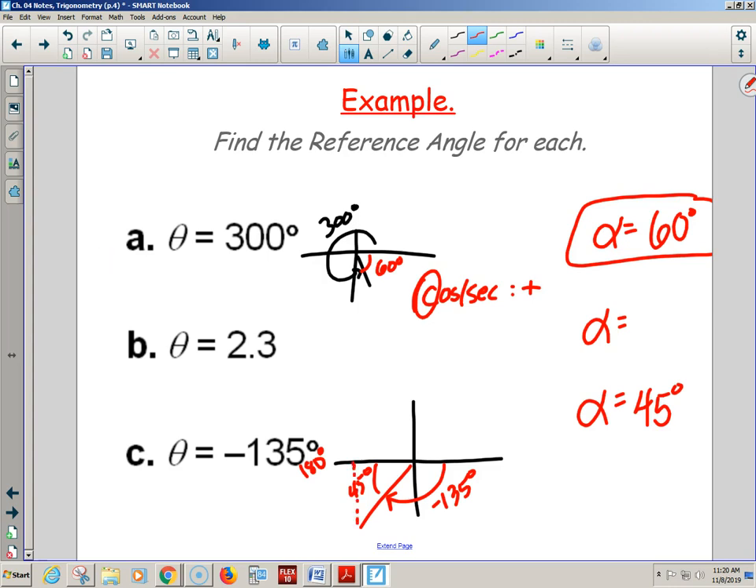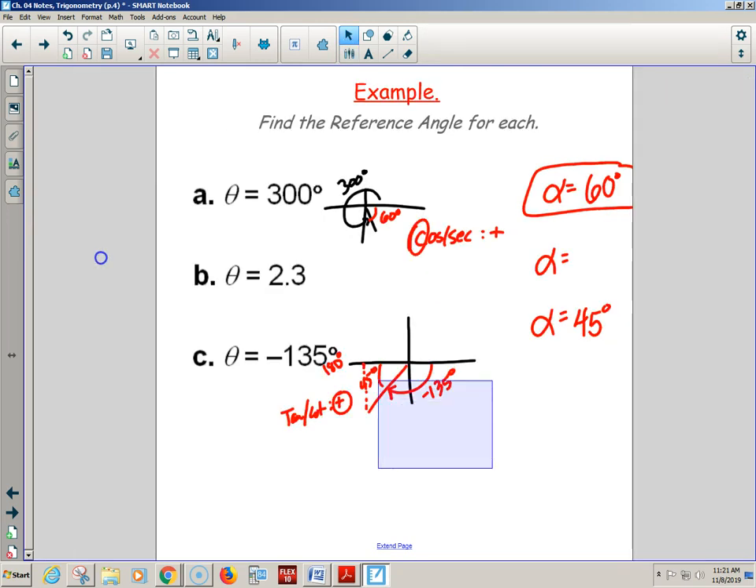So I could use a 45-degree triangle in the first, second, third quadrant. All students take, and I need to remember that both my tan and my cotan are going to be positive. Everybody else is going to be negative. Okay, so why is letter B hard? No degree mark, so it must be in radians.